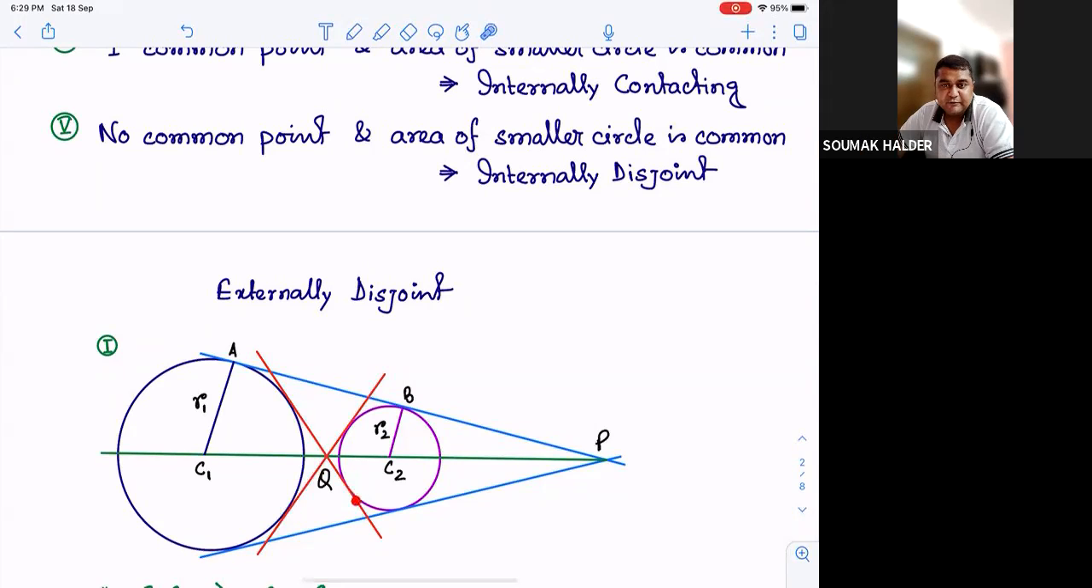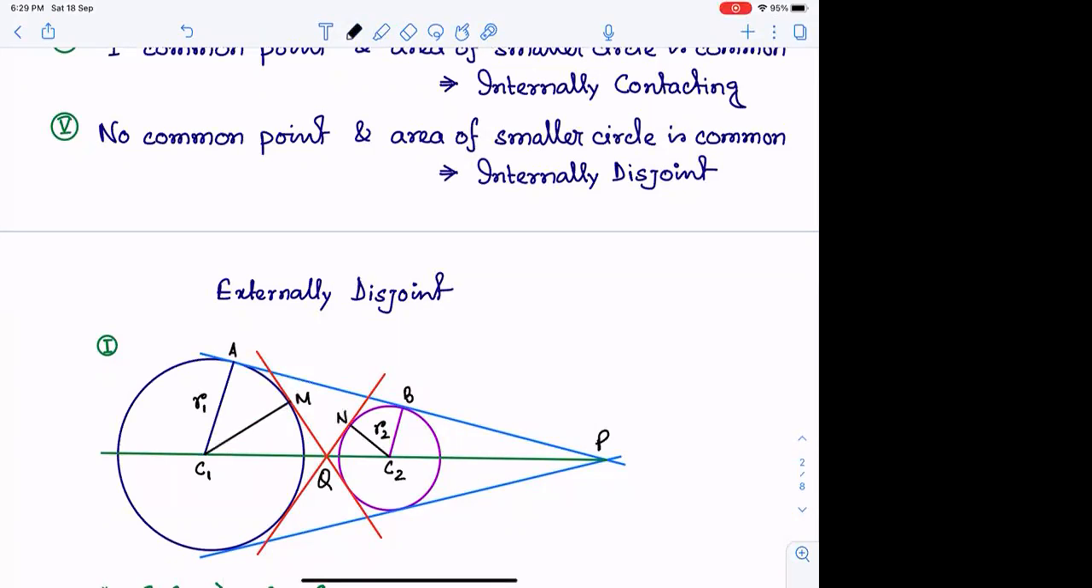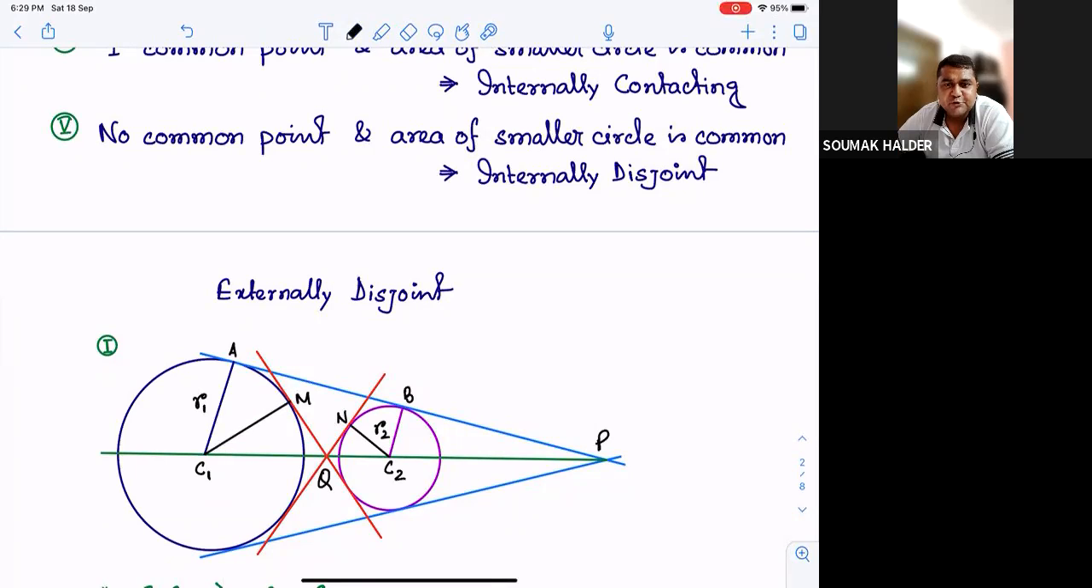These red two are transverse common tangents, and we can ensure that their point of intersection is that point which divides the center joining line in the ratio of radii, but internally. The easy way to establish that is join C2 with the contact point, join C1 with the contact point, and if I mark these 2 points as M and N, again we have got similar triangles where corresponding sides will be in the ratio C1M is to C2N, which is nothing but R1 is to R2.